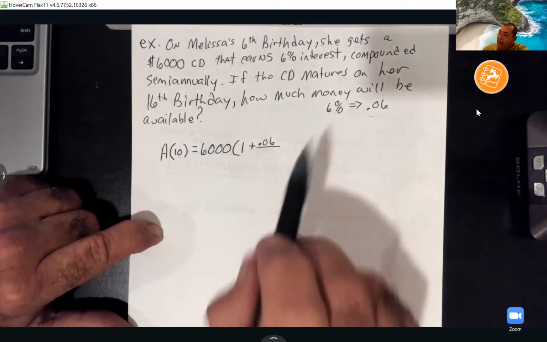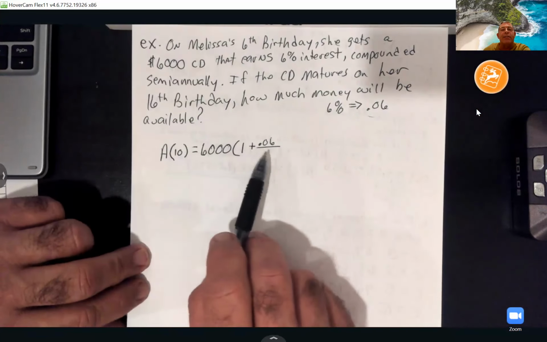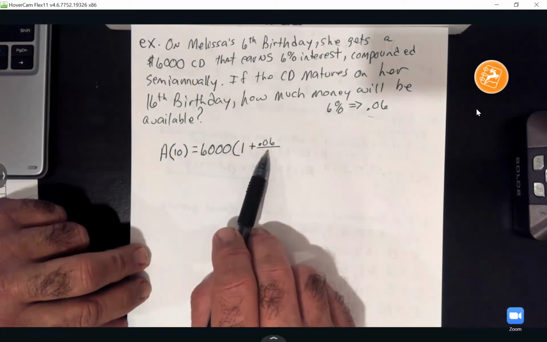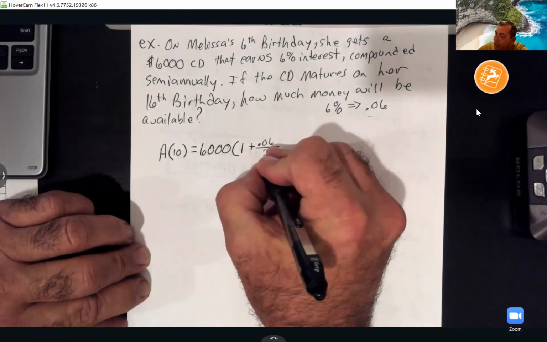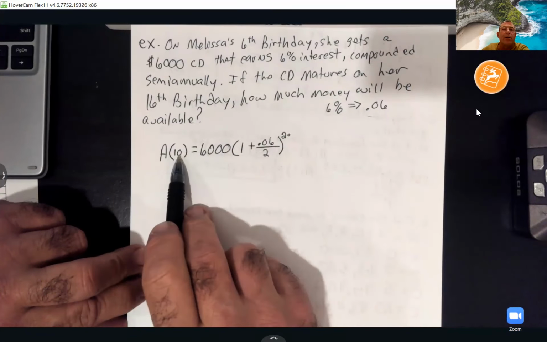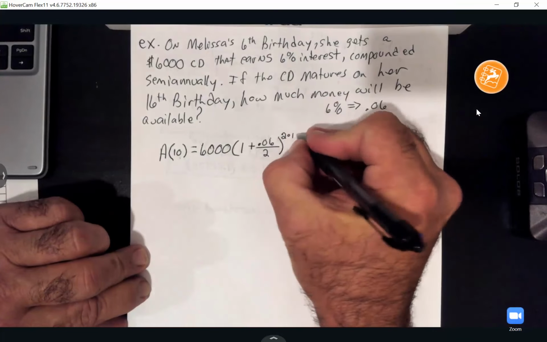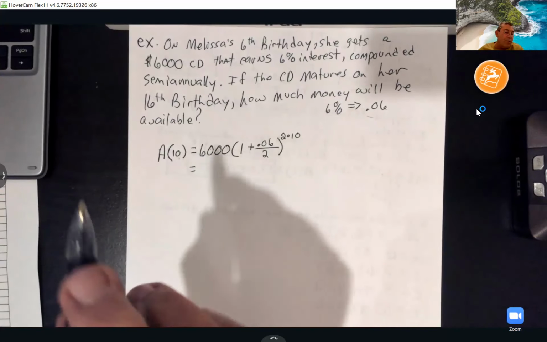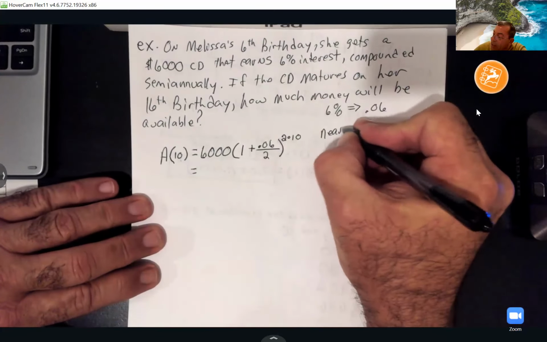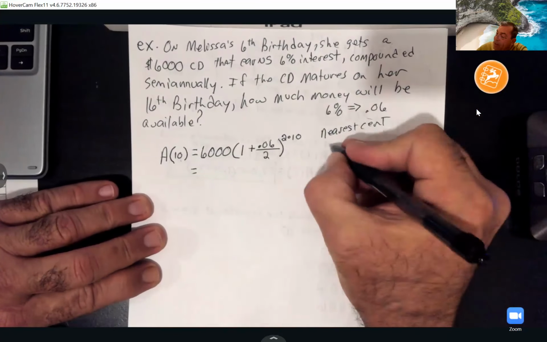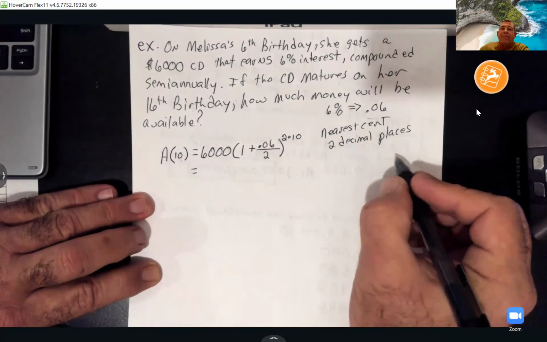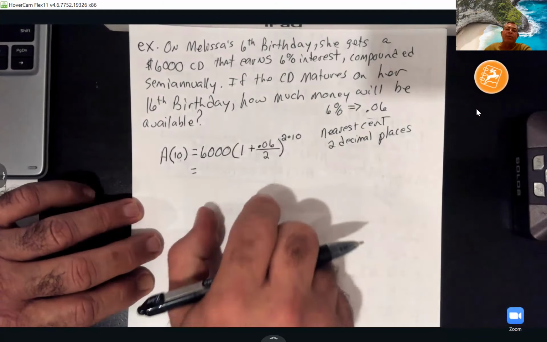All right. N is semi-annually. What did we say semi-annual was? 2. There you go. So that means the exponent will be 2 times T, which y'all told me was 10. Now let me see what they want us to do for this one. They want us to round to the nearest cent. When they say the nearest cent, that means 2 decimal places, like 45 cents, 33 cents or something.